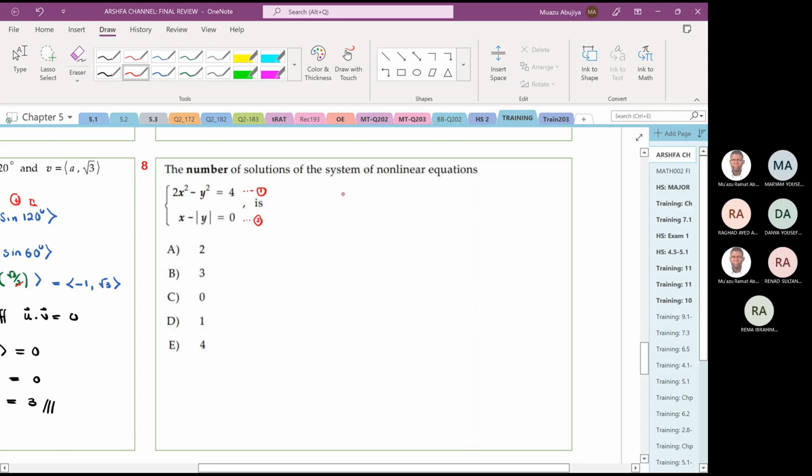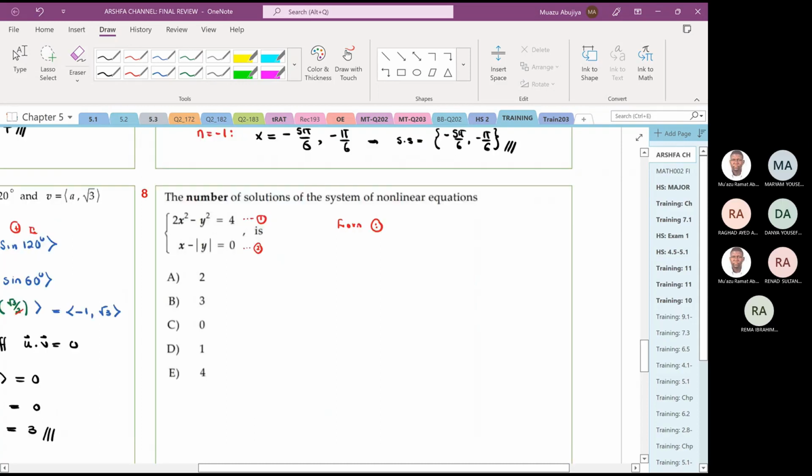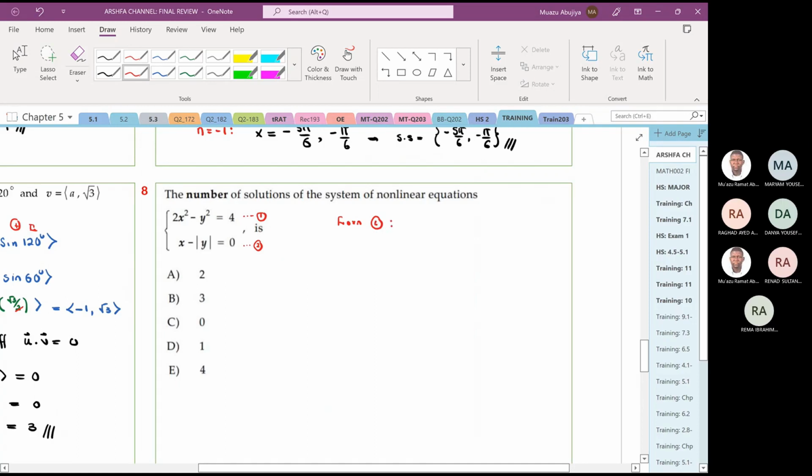Now we can say from equation number 1, what do we have? No, let us use equation number 2, it is better. From equation number 2, we can say that the absolute value of y, or x, is equal to the absolute value of y. X is going to be equal to the absolute value of y. Now what am I going to do? I am going to substitute this one in equation number 1 now.